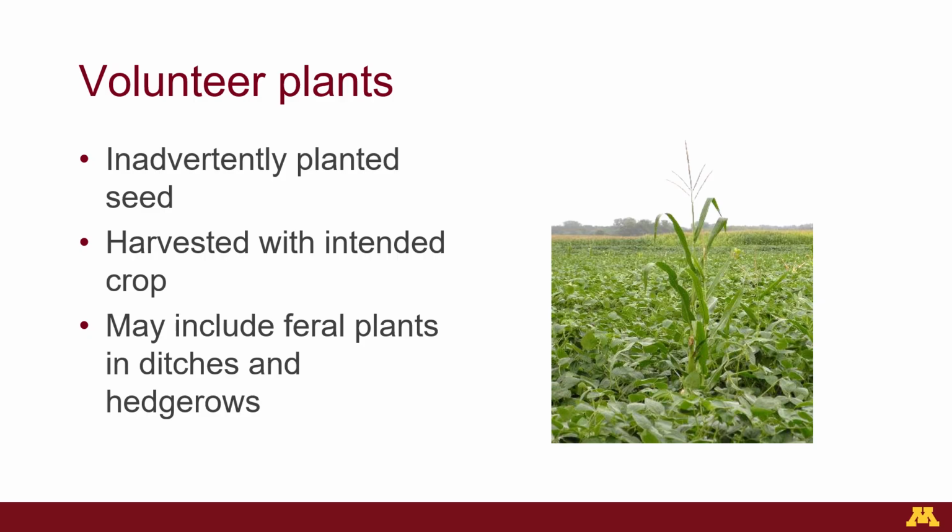Some crops like alfalfa and canola can become feral, meaning that they reseed themselves and produce self-sustaining weedy populations that can persist in and around crop fields. If these populations are GMO, they can also pose a contamination risk. In this picture, we show a soybean field with a single tall corn plant in the center. This corn plant is an example of a volunteer because it was not intentionally planted.